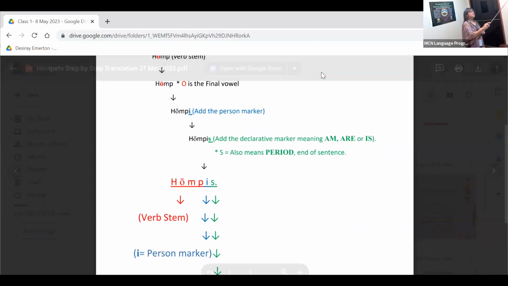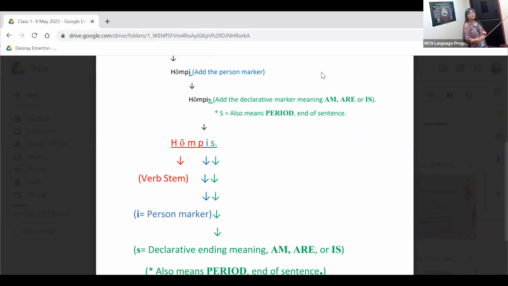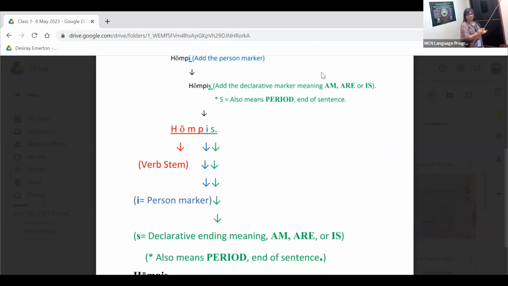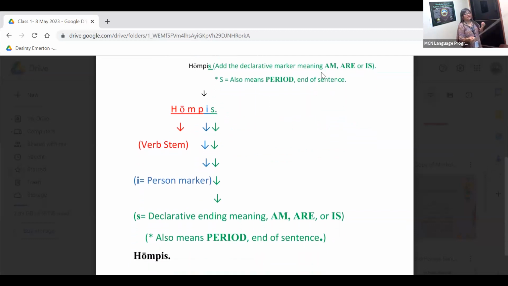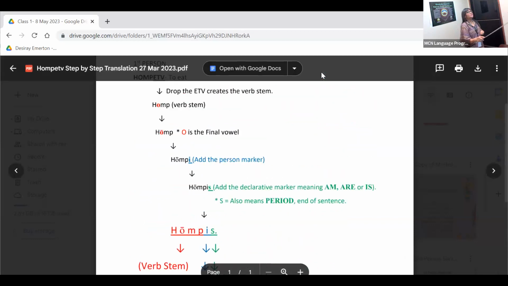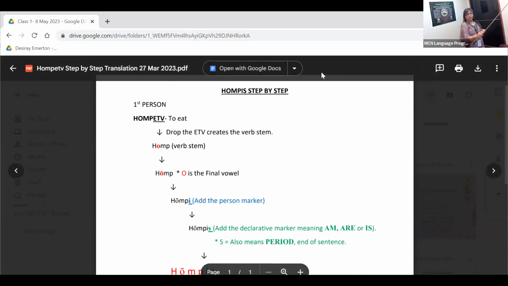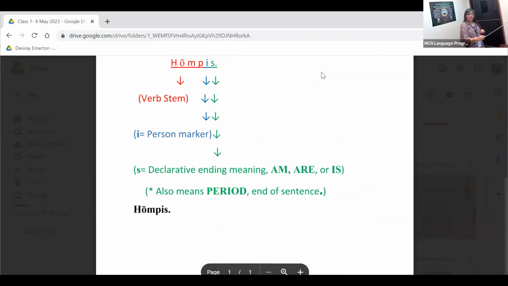Right here, you add your declarative ending. The I is your person marker because we're talking about I. S, okay, I is the person marker. S is the declarative ending. And so that's signified in green. And it means am, are, is and the period. So now you got home base, home base, home base. From you went to eat, now to home base. I am eating. So you're going to eat, and now you've conjugated, and this means I am eating.